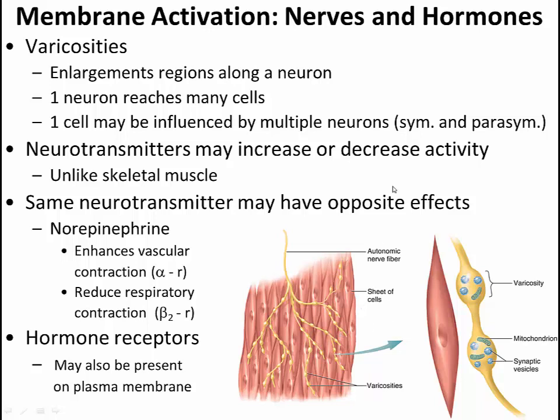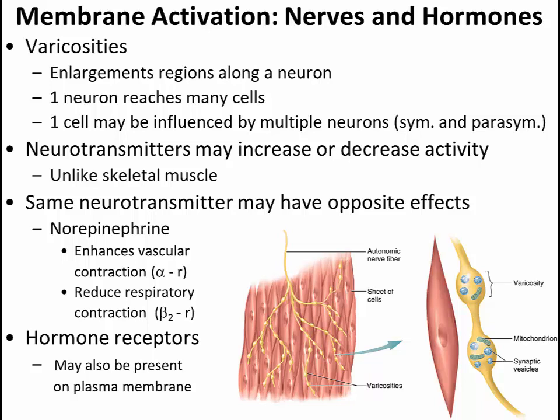multiple neurons. Most commonly, you would expect a single cell to be influenced by both sympathetic neurons and parasympathetic neurons. And so the overall activity, the overall contraction observed in that muscle cell would be the result of the summation of those two signals. We also notice this, that neurotransmitters in smooth muscle may increase or decrease activity. And so that is, of course, different than what we saw in skeletal muscle, where the relationship is fairly simple. The arrival of an electrical signal in skeletal muscle always leads to excitation.